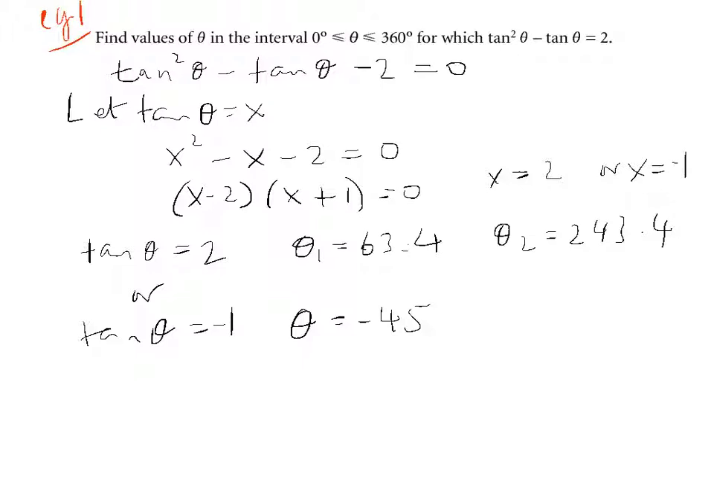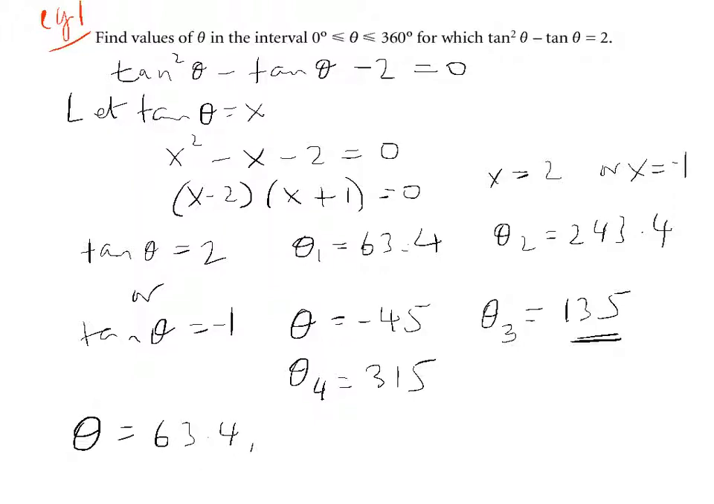That's what we get in the calculator, but we also know that minus 45 is outside our range, and so we can add 180 to this, and that will give us our third value, which would give us 135, and we can generate another value by adding 180 to this, theta 3, and that should give us 315. So therefore our theta equals 63.4 or 135, 243.4, and finally 315.